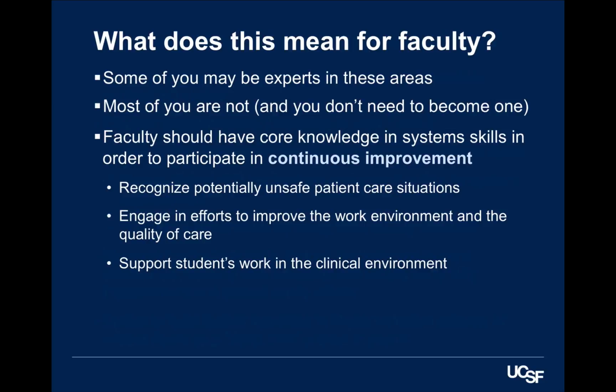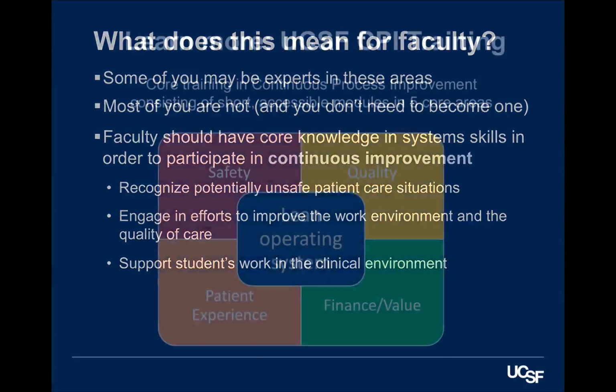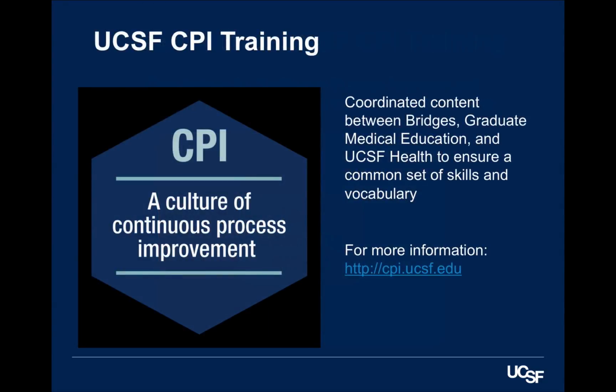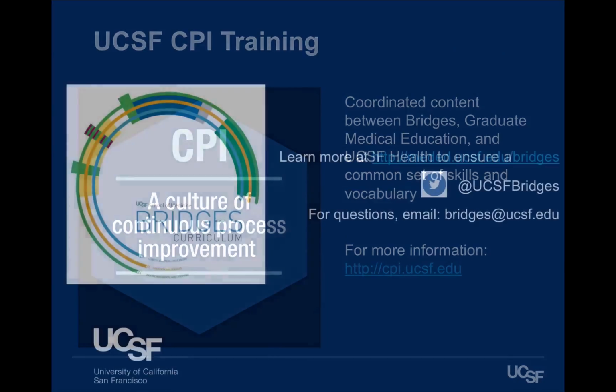All faculty have a role to play in encouraging systems improvements. UCSF Medical Center Continuous Process Improvement Office, in collaboration with the Bridges curriculum and the Office of Graduate Medical Education, has developed core training in continuous process improvement. This consists of short, accessible modules in 5 core areas: safety, quality, patient experience, value, and the lean operating system. These areas fall under the umbrella of system skills. Information about this training will be available at the CPI website and as part of the Bridges website.